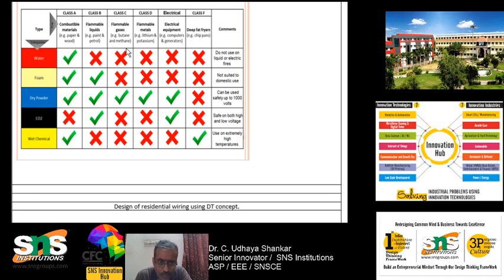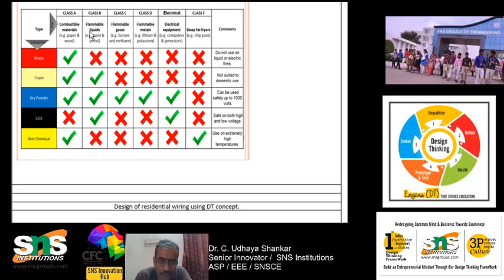If it is butane and methane, then class C should be used, and for lithium and potassium, class D, that is flammable metals. So for different types of metals we have to use different extinguishers. For electrical equipment we have to use only dry powder and CO2.